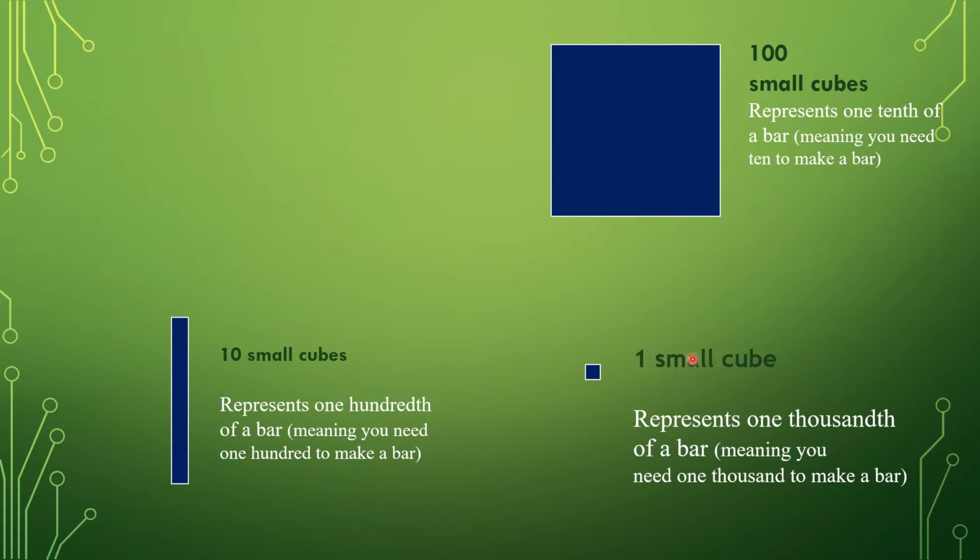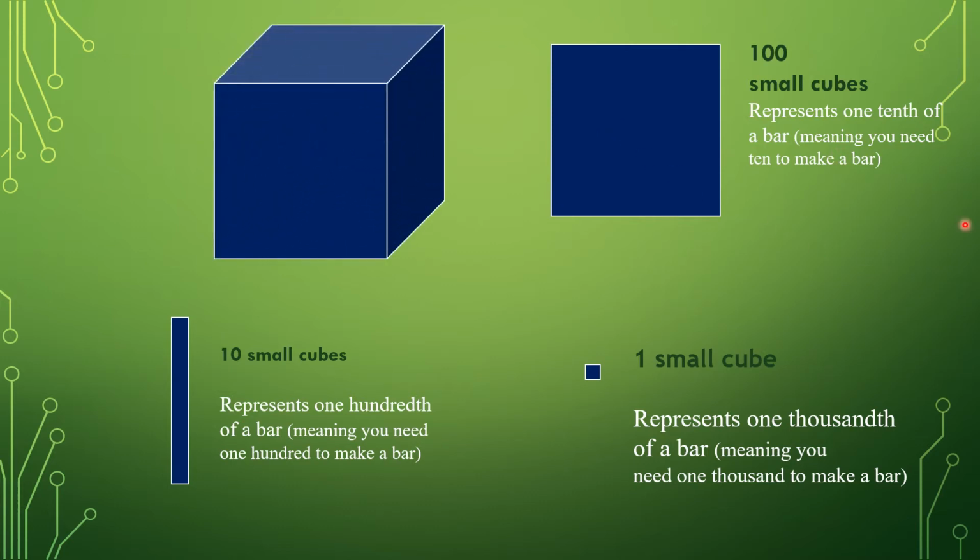So one small cube, which we'll say block. Then 10 small cubes, this stick. And this I will be naming as a rectangle, and this rectangle will consist of 100 small cubes. So it will represent 1/10 of a bar. Now we are talking about bar all the time. So what is a bar? Now let's see what a bar is.